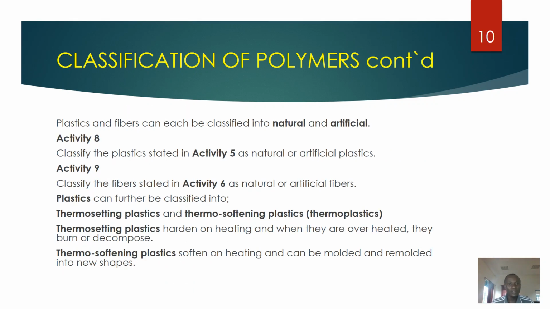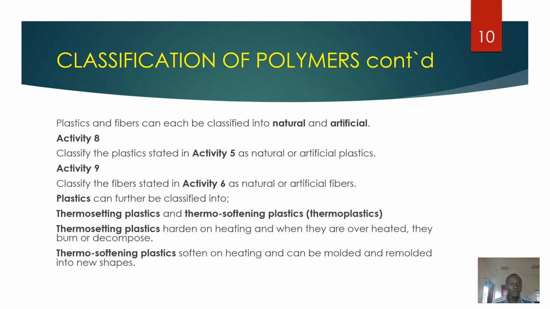We are continuing with classification of polymers. Plastics and fibers can be classified into natural and artificial. So in activity 8, I want you to classify for me the plastics stated in activity 5 as to whether they are natural or artificial plastics. And then you also do for me activity 9 about classifying fibers as to whether they are natural or artificial.